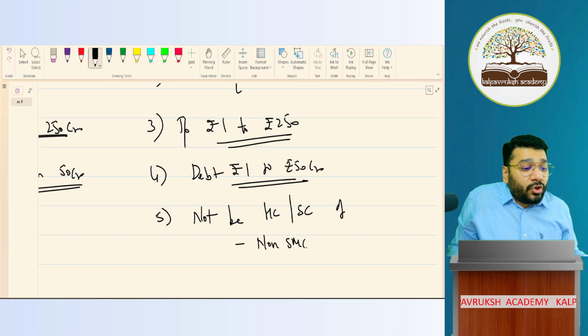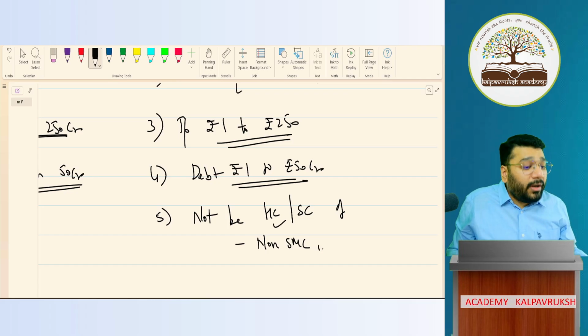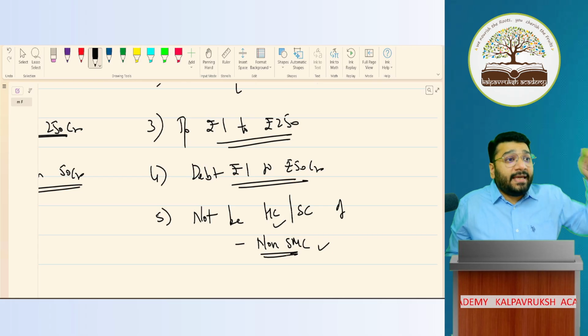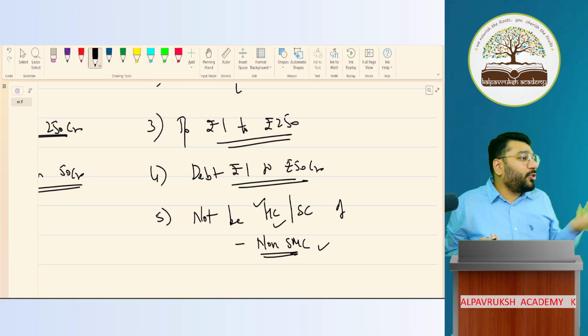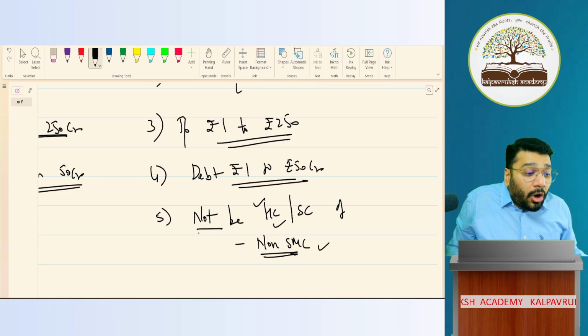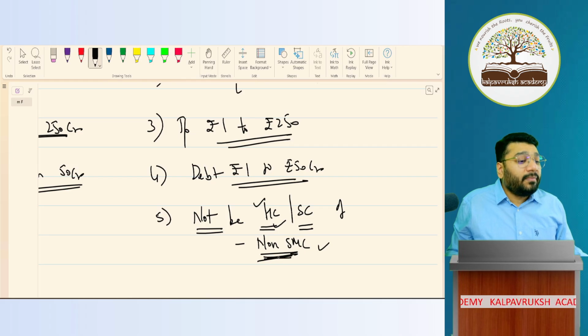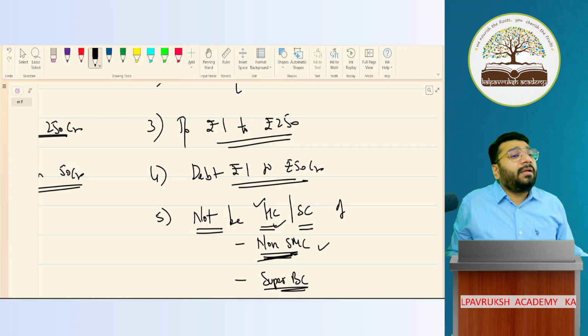a non-SMC. You should not be the holding or subsidiary of a non-SMC, because if non-SMC has all AS applied, then for you as holding company all AS have to be applied. So you cannot come under SMC. Got it? Not got it? So you should not be the holding company or the subsidiary company of a non-SMC or a super big company. Super big company means what?